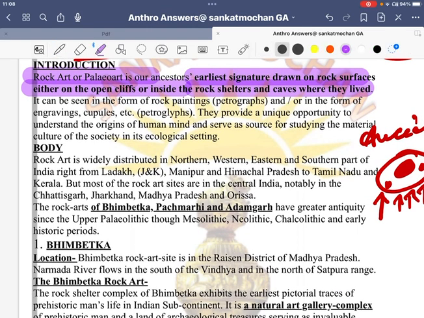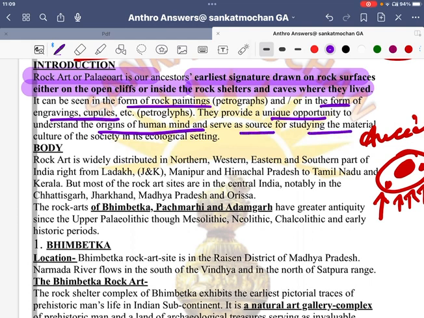It can be seen in the form of rock painting or in the form of engraving. They provide a unique opportunity to understand the origin of the human mind and serve as a source for the study of the material culture of the society and its ecological setting. We can also relate this to what type of ecology there was back then. This is the important thing.